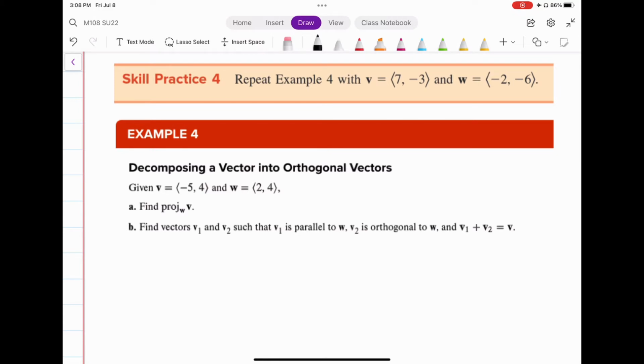When we decompose vectors into orthogonal vectors, we need to find vector v1 and vector v2, which sum to the overall vector v. Vector v1 is equal to the projection of vector v onto vector w and is found by taking the dot product of vector v times vector w divided by the magnitude of vector w squared times vector w.